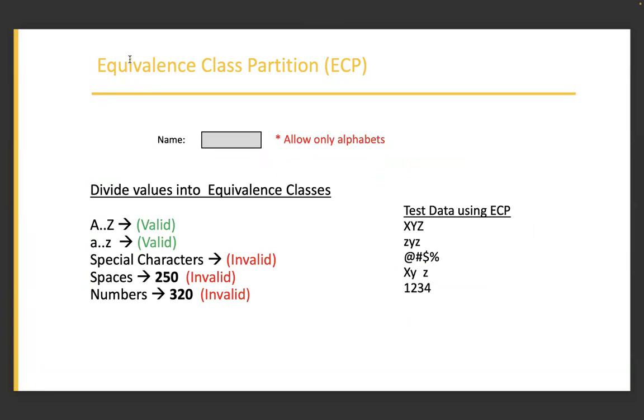If you have some values to be passed in terms of alphabets, capital, small, all these things, we will take some valid combinations and some invalid combinations, and based on that we'll provide the input to the respective field, guys.